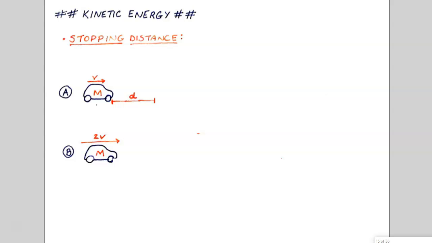Let's look at an example. Here we have two identical cars, except car B is going twice as fast as car A. If car A slams on the brakes and is able to stop at some distance D, how much farther will it take car B to stop?